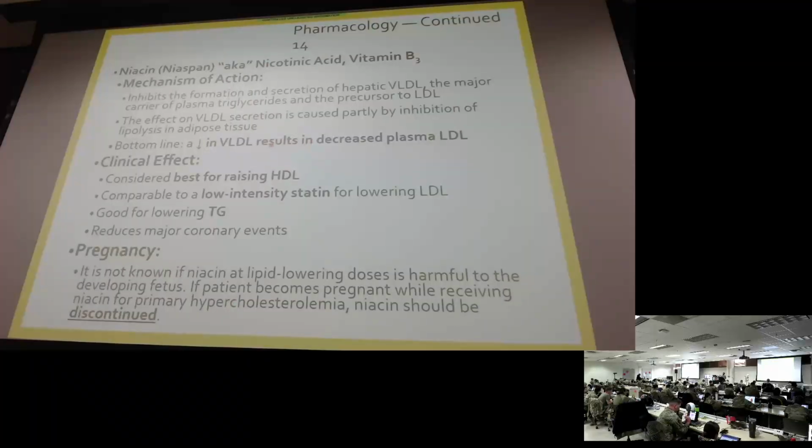So what we see here is that the end result is decreasing our VLDL, which then decreases the amount of LDL that we have hanging out. You see that we have great results in raising our HDL, but we are not going to prescribe this just to raise their HDL.